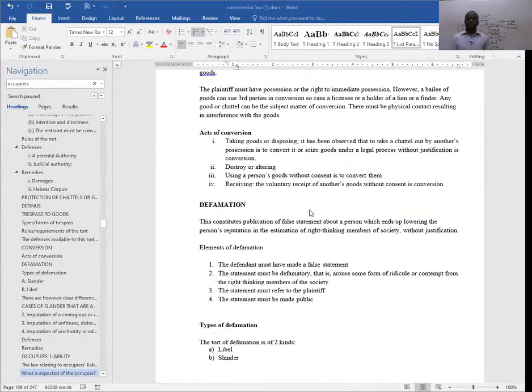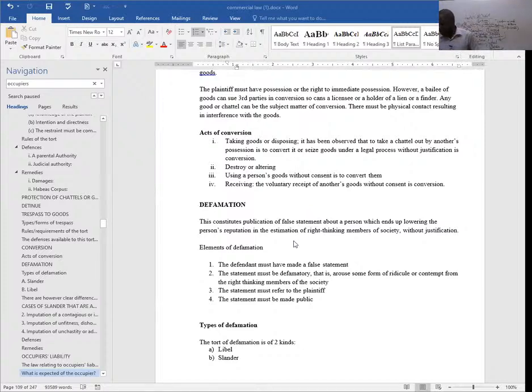If those elements are present with regard to a particular statement, then one can be accused of defamation. So that's what we mean by defamation in a nutshell, or in simple terms. But we've said it is in two forms. It can either be in a permanent form known as libel, or in a non-permanent form just by word of mouth known as slander. So those are the two forms or types of defamation.